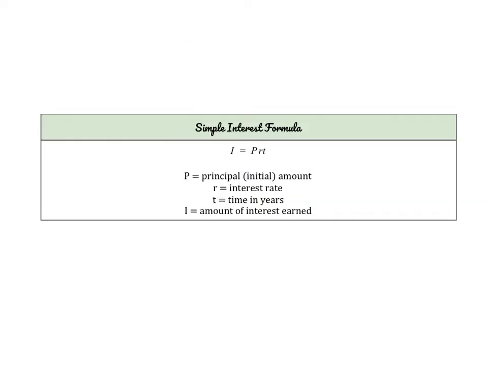So the simple interest formula is a formula that you can use to find out how much interest you earned over an amount of time. So the formula is I equals P times R times T. P is the principal or initial amount. R is the interest rate as a decimal, as it always is. T is time in years, and I, again, is the amount of interest you earn.